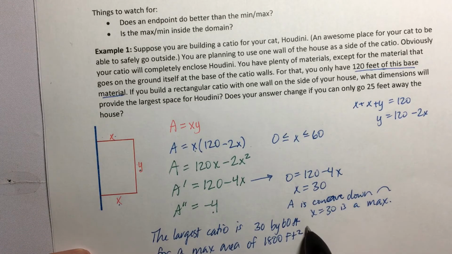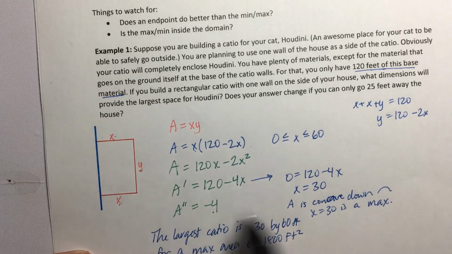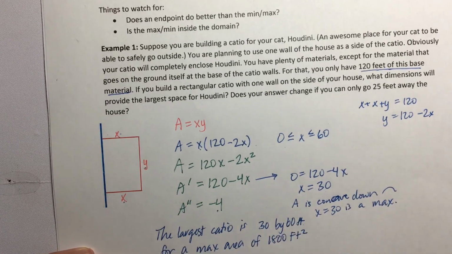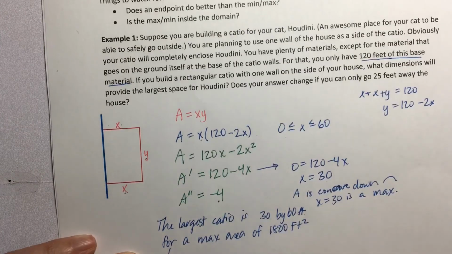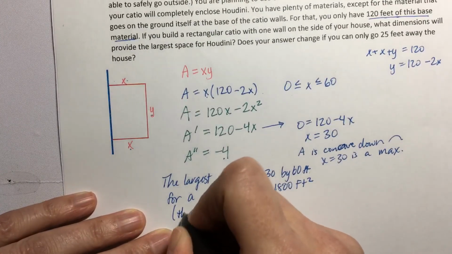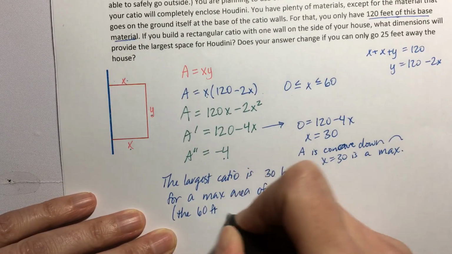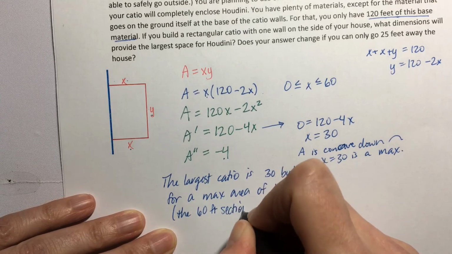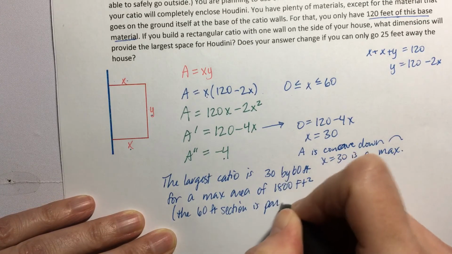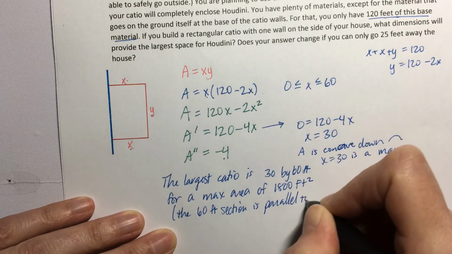And if your sentence is ambiguous, like, is this 30 by 60, which way is it? You could always say, as shown in the diagram, or you could say something like, the 60-foot section is parallel to the house, something to make it clear.